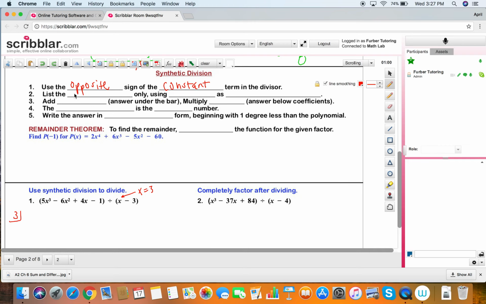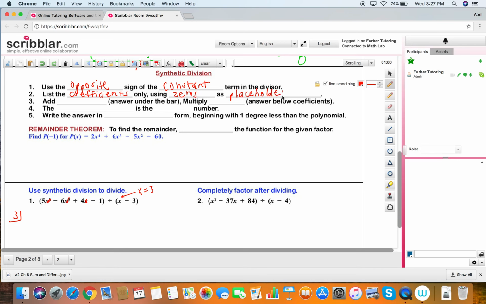And then what we're going to do is basically take away the variables. You can do that in your mind, but you can see them here. And we're going to list just the coefficients that were in front of those variables. We're going to list the coefficients only. We just have to remember using any zeros as placeholders. So we do have to do that placeholder thing every time.